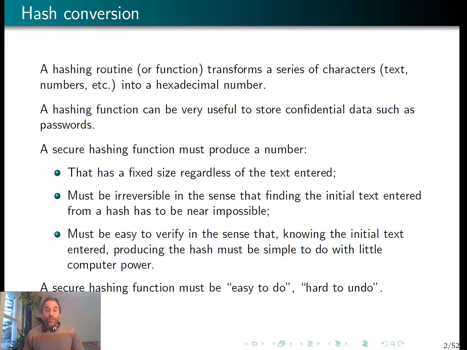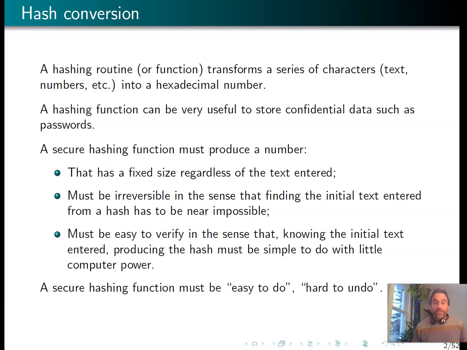It produces a number that has a fixed size, regardless of the text entered. So if I write the full Hunger Games books, it would produce a 64 character hexadecimal number if I'm using the SHA-256 routine.